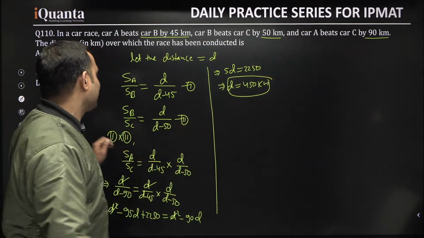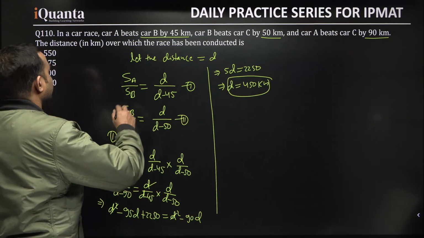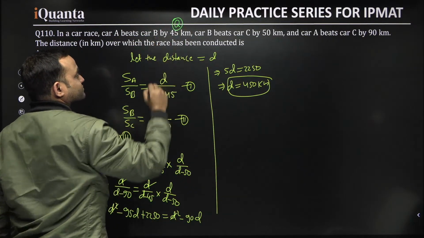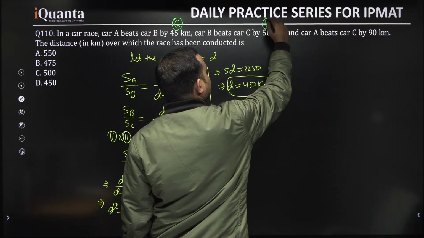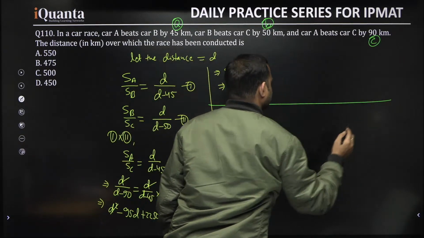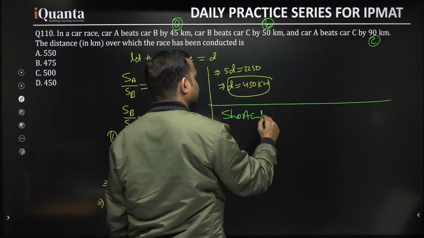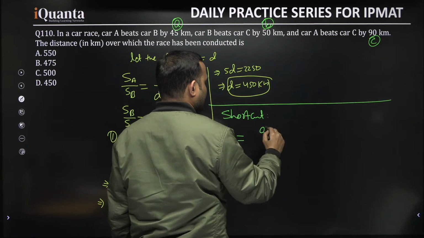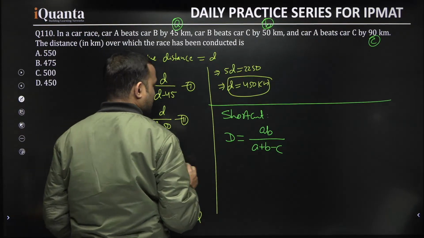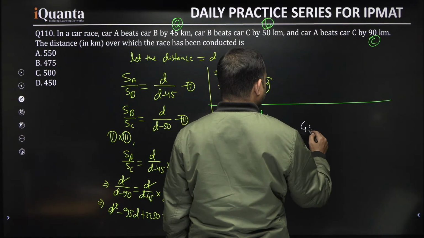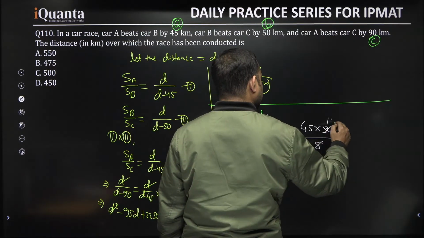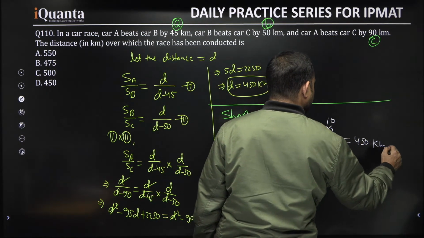Now look at the shortcut. Whenever you get a situation like this, that A beats B by a kilometers, B beats C by b kilometers and A beats C by c kilometers, the shortcut to this question is that the distance d will be equal to ab upon a plus b minus c. So now use it here. a is 45, b is 50, a plus b is 95, minus 90, this is 5, so this is 10 times, which gives us 450 kilometers.